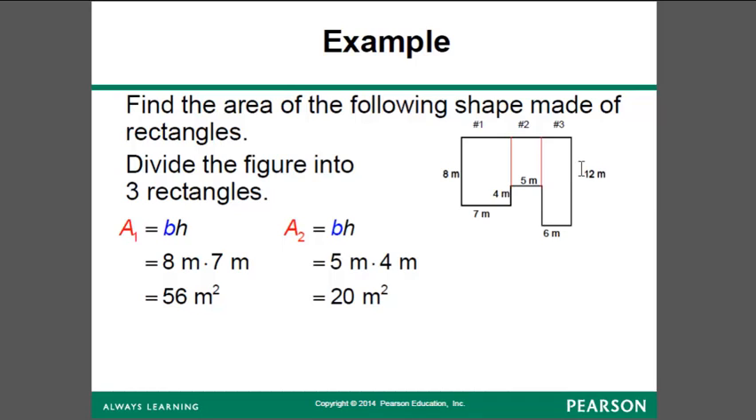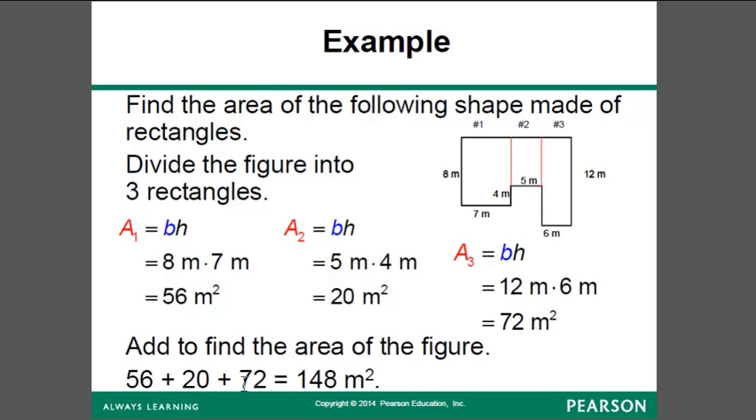Rectangle 3, well, its height is this side over here, 12 meters, and its base is this part down here, which is 6 meters. So I'm going to do 12 times 6 and get 72 meters squared. Okay, I found the area of each individual rectangle. Now I want to find the area of the entire figure. So I add up each of these areas. I take 56 plus 20 plus 72 and get a total of 148 meters squared.